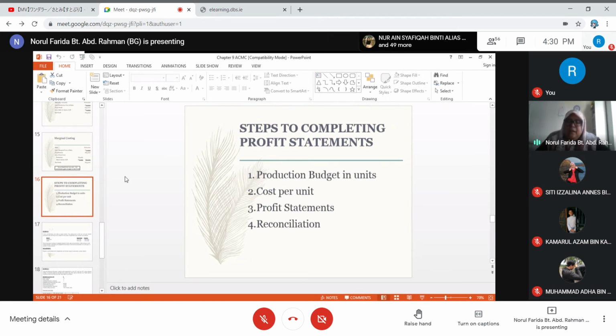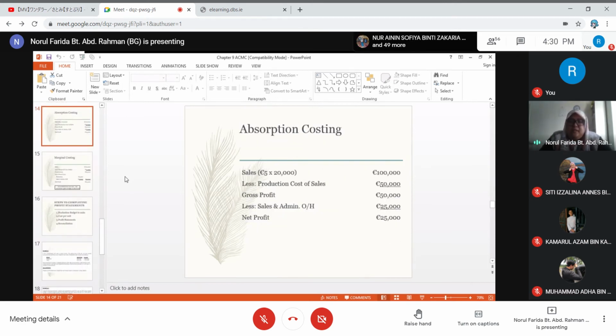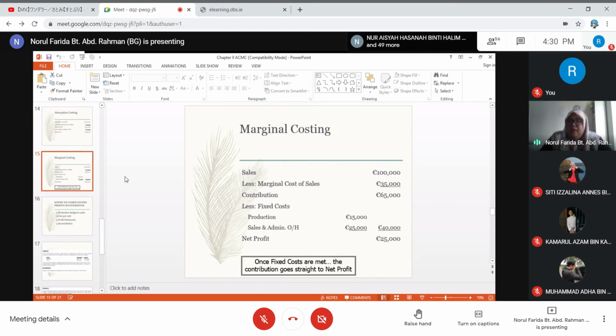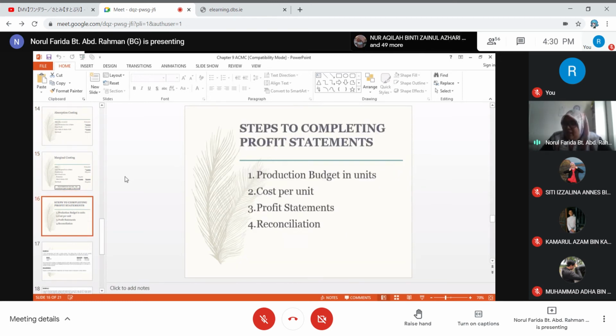Okay, you buat both absorption and marginal costing, then you have to do reconciliation. Kenapa reconciliation tadi? Like I said, supposed to be your net profit ini kena sama. Either you use your absorption or you use your marginal, your net profit should be the same. However, bila you ada inventory tu nanti, inventory stock valuation itu akan berbeza menyebabkan your net profit itu tidak sama. So, that's why you kena buat reconciliation. Right? The reason for completing profit statement is due to inventory.